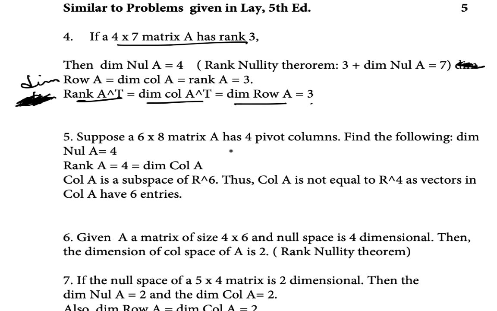Okay, let's look at another problem. I have a 6 by 8 matrix and it has 4 pivot columns. Find the following: what is the dimension of the null space of A? If it has 4 pivot columns, that simply means I have 6 rows but 4 pivot columns. That means the rank of A is 4, which is the same as the dimension of the column space of A. And the column space of A is a subspace of R6. So the column space of A cannot be equal to R4, as the vectors in the column space of A have 6 entries.